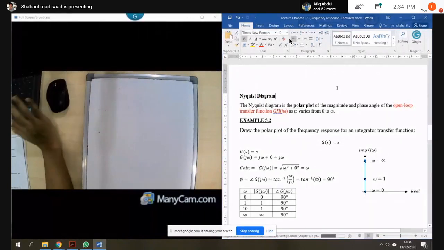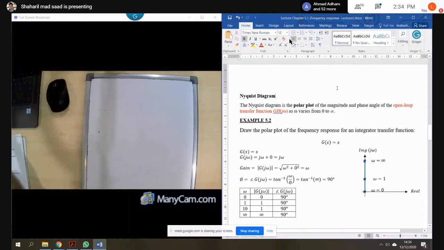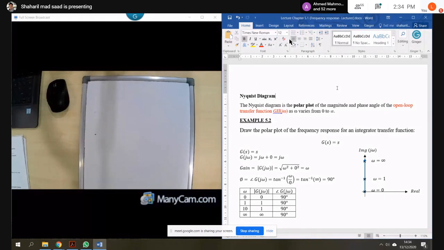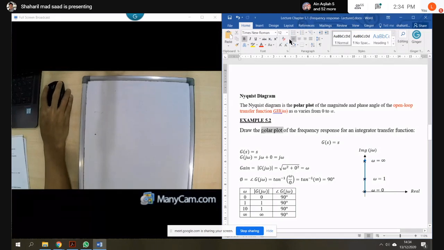It's not the characteristic equation. The characteristic equation is 1 plus KGH equal to 0, so the open loop is KGH, for omega varies from 0 to infinity. Example 5.2: draw the polar plot, or we call it the Nyquist diagram. Polar plot and Nyquist diagram have the same meaning.